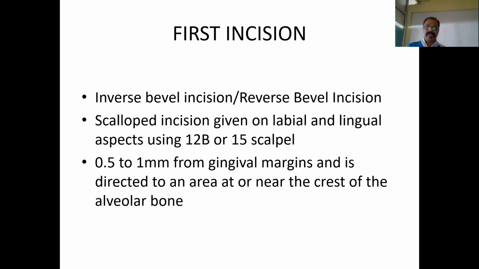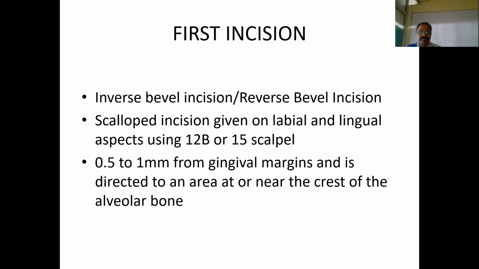So after you give adequate anesthesia, you place the first incision. Here you are not going to place vertical incisions. Now, in the original Whitman, the first thing we did was place a vertical releasing incision. But here in a modified Whitman flap, you are not going to place any vertical incisions. So the first incision you're going to place is an inverse bevel incision, or a reverse bevel incision, or an internal bevel incision. You can use either a 12B blade or a number 15 blade.